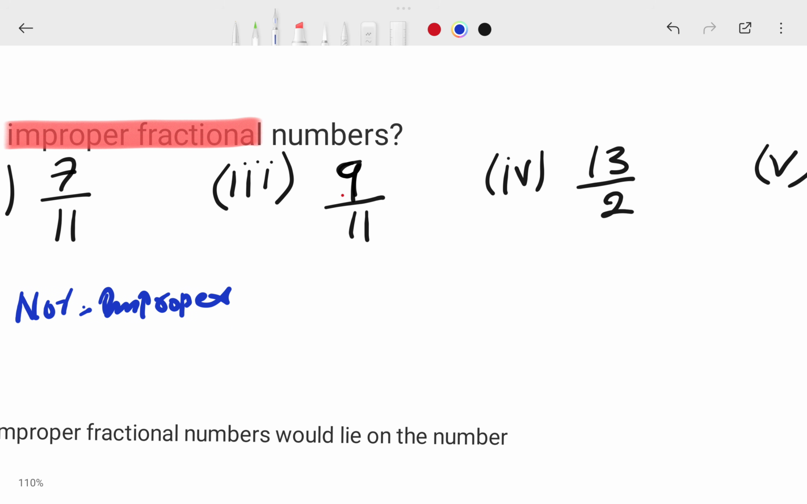Okay, now let's look at this number. Again, out of 11 marks, someone is getting 9 marks. It is also proper. So if it is proper, will it be improper? No. So this is also not improper.